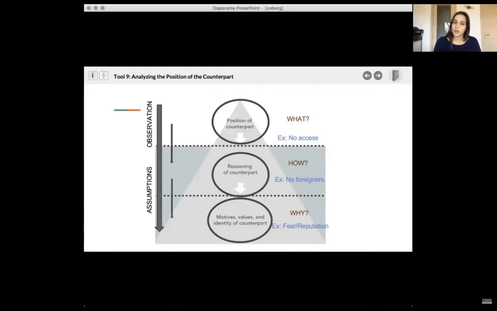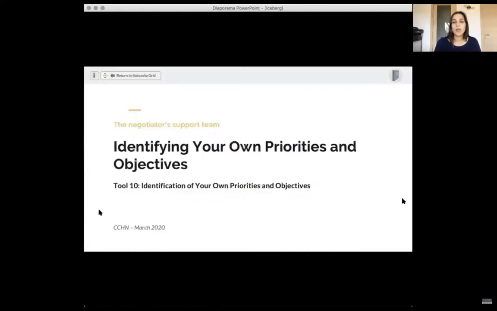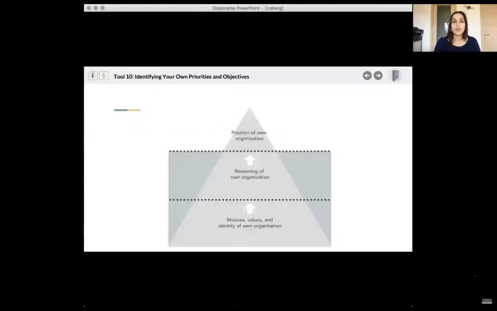So after having analyzed the iceberg of the counterparts, in the second step, we will identify our own priorities and objectives as a humanitarian organization and as a negotiator. We will go through the same analysis of our own iceberg, starting from the motives and moving up to the reasoning and position of our organization, but in that reverse order, starting from the bottom to the top.